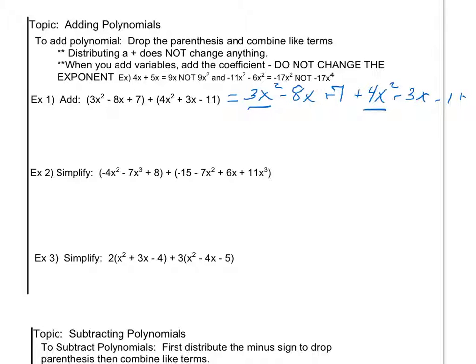I have a 3x squared and a 4x squared. They add to give me 7x squared. I have a negative 8x and a positive 3x. Well, negative 8 and positive 3, 8 minus 3 is 5. Keep the sign of the bigger number, gives me negative 5x.